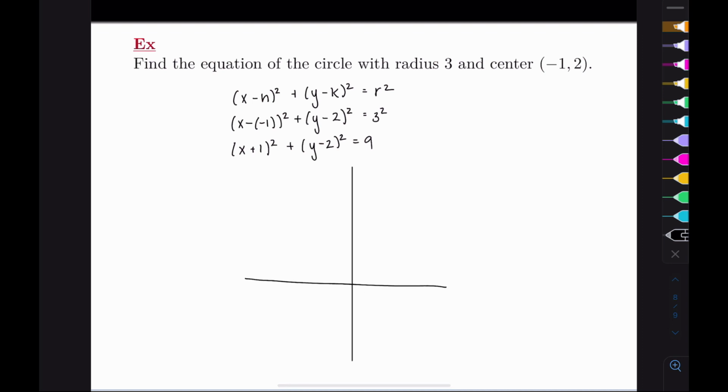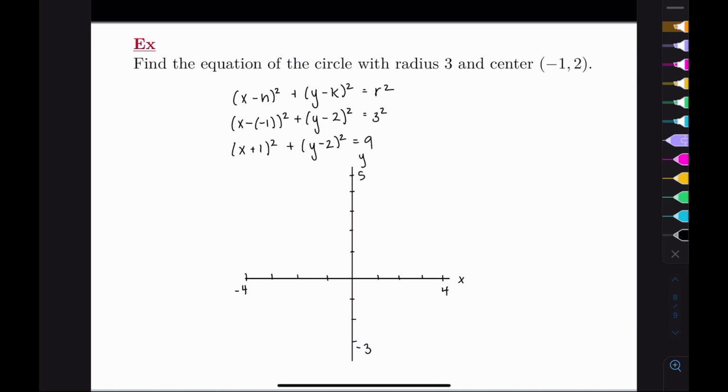So let's go ahead and plot all of our important points. I'm going to go 1, 2, 3, 4, 5. 1, 2, 3, 4. 1, 2, 3, 4. 1, 2, 3.